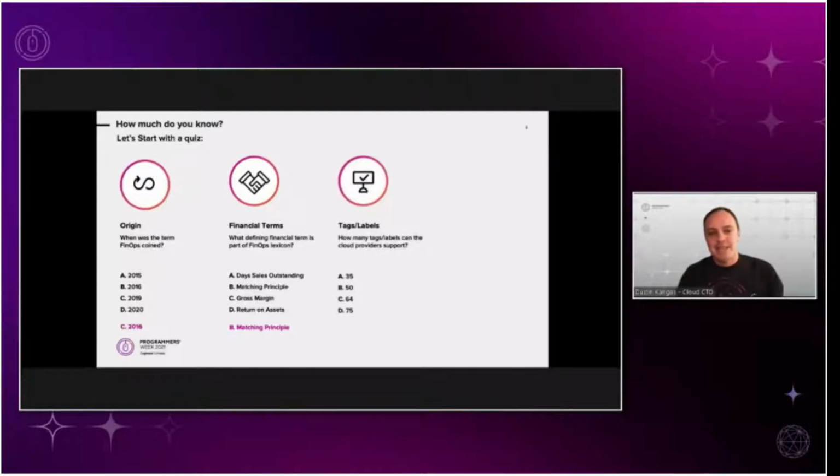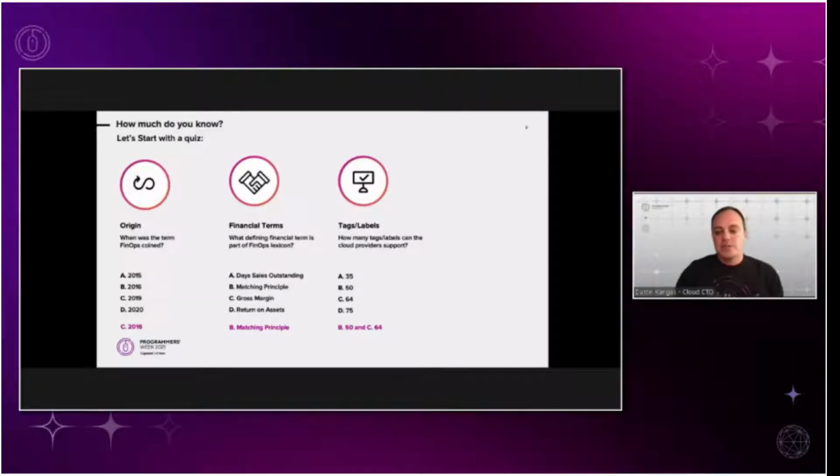The next one is around tags. How many tags do the cloud service providers support in general? We have 35 all the way up to 75. The answer is actually a trick question. It's both B and C. Azure and AWS support up to 50 tags for most resources, while GCP will support up to 64 tags for those resources.